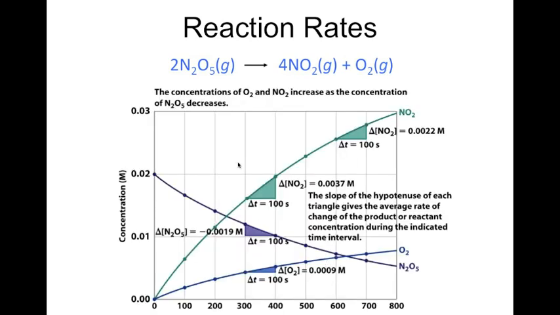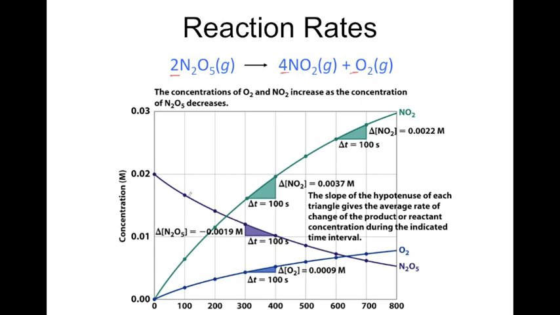Now, one other thing, if we look at this chemical reaction, we want to look at the stoichiometry. You can see that in our balanced equation, 2 moles of dinitrogen pentoxide will react to form 4 moles of nitrogen dioxide and 1 mole of oxygen. And the reaction rate is related to the stoichiometry.